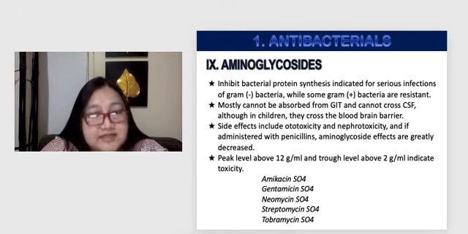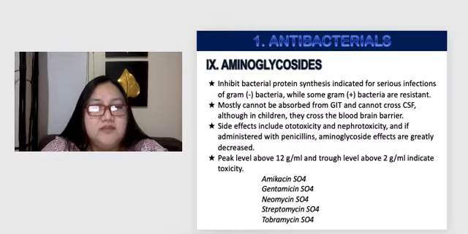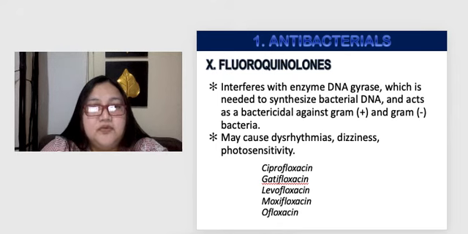Okay? Si streptomycin naman, yan ang kaisa-isang TB drug na parenteral. Because the rest of the drugs for tuberculosis are oral. Si tobramycin, pwede yan for eye infections and other infections also. Okay? Now, those resistant sa aminoglycosides can be given penicillins and cephalosporins. Okay? Next are the fluoroquinolones. They interfere with DNA and they act on gram-positive and gram-negative bacteria. Bactericidal ang kanyang action.